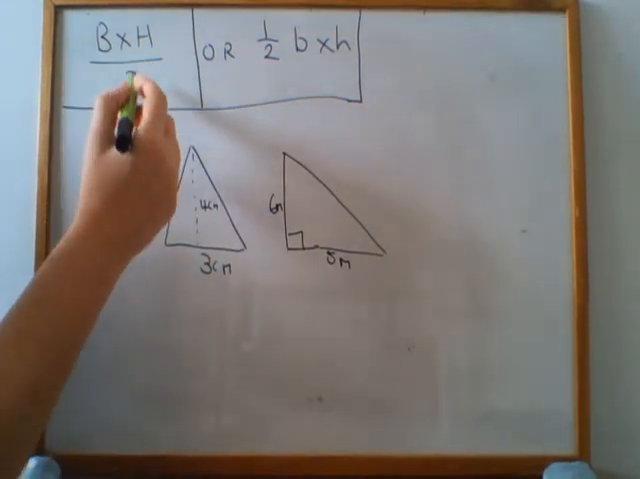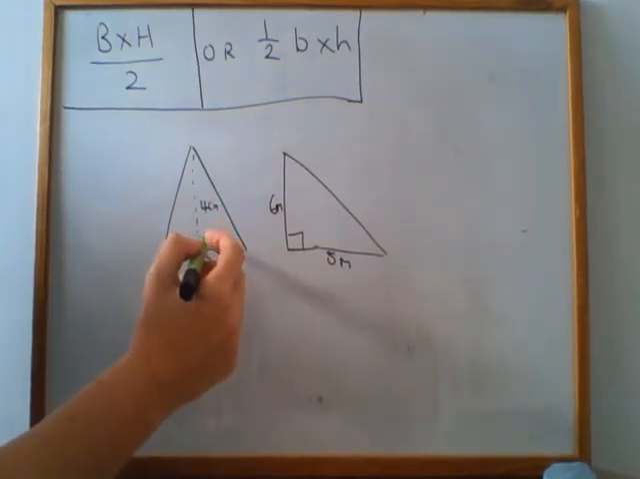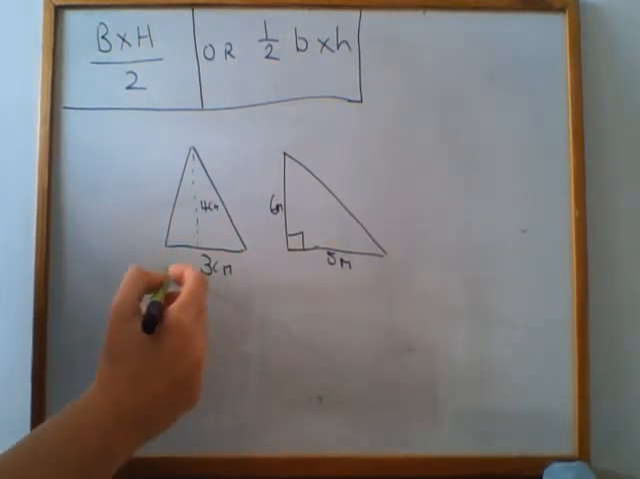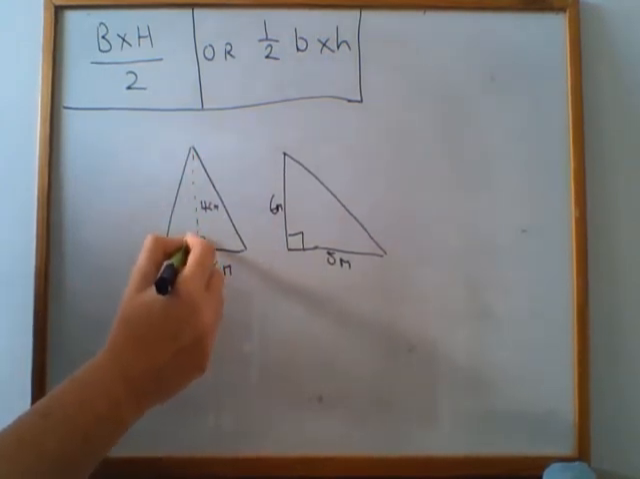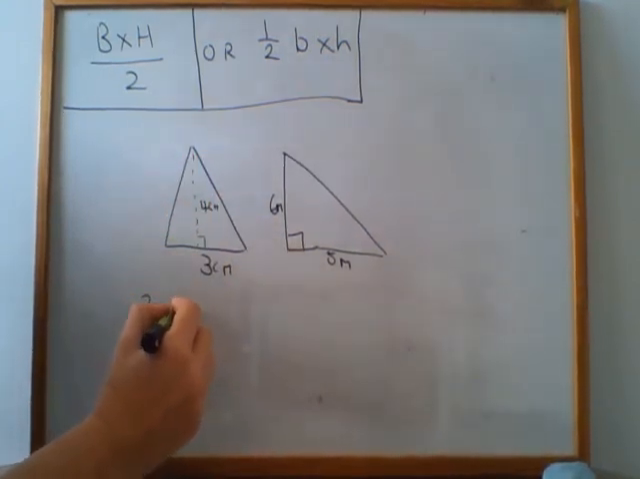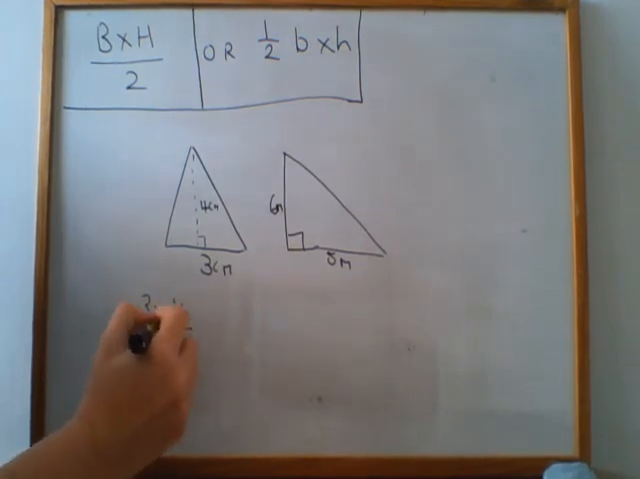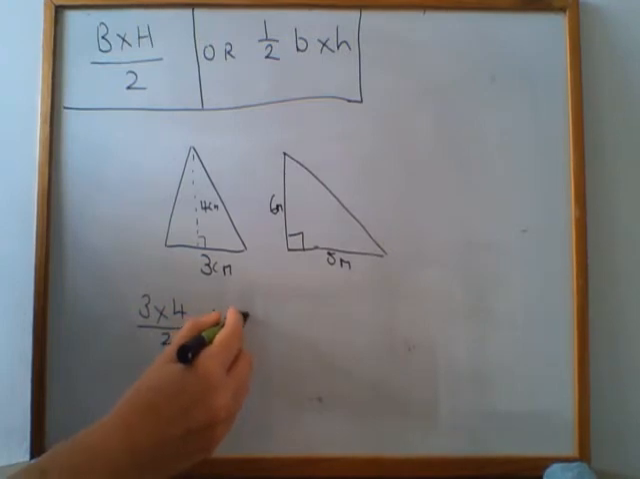So if we use base times height divided by 2 for this isosceles triangle, we've got base 3 times the height here, my perpendicular height, yeah, makes a right angle, times 4 divided by 2. 3 times 4 is 12, divided by 2, that would be 6 centimetres squared.